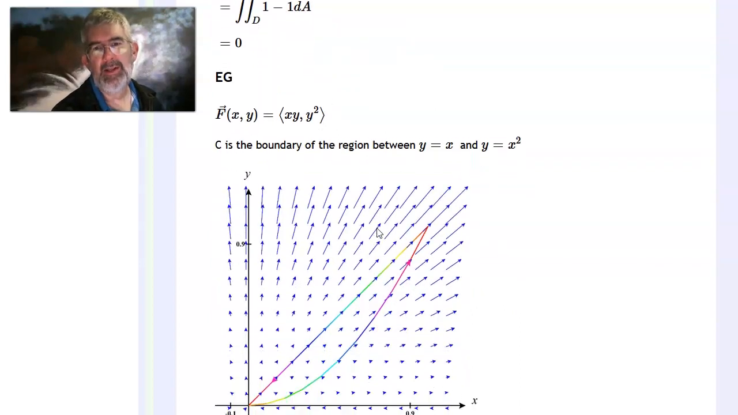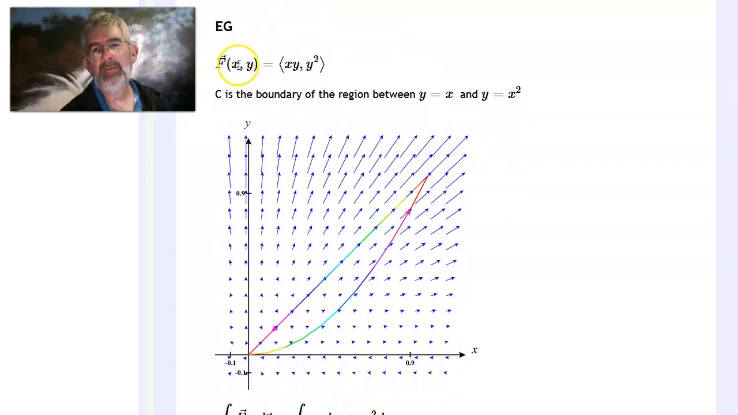Okay, the next example. My vector field here is xy comma y squared. And I'm going to do a line integral around the boundary of this region here that's bounded by y equals x and y equals x squared. And maybe you can see the little direction arrows that I am thinking of going around this in the positive direction, in the counterclockwise direction, so I'd call that positive orientation.